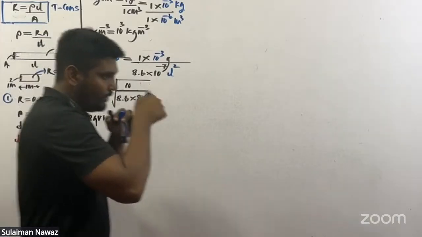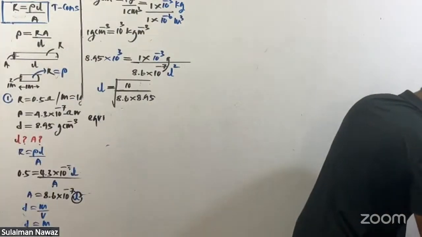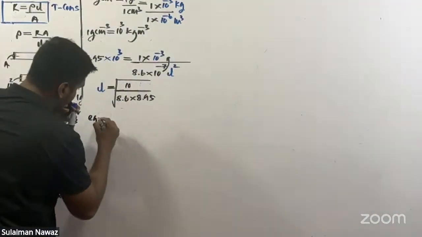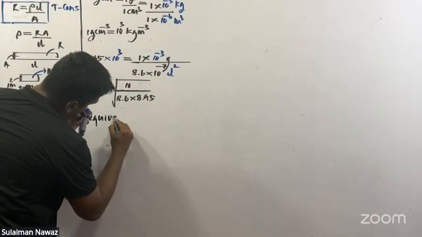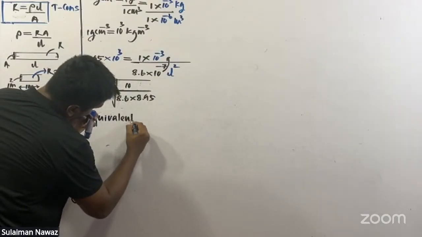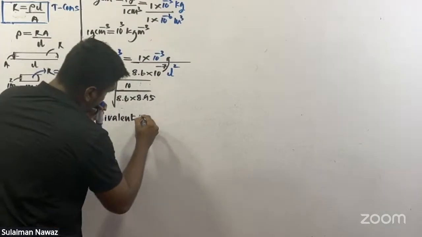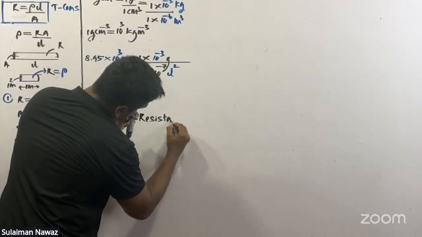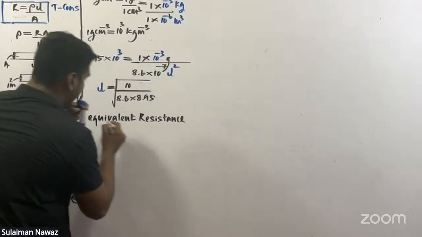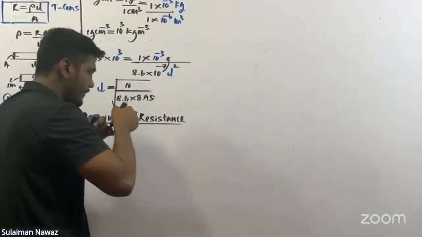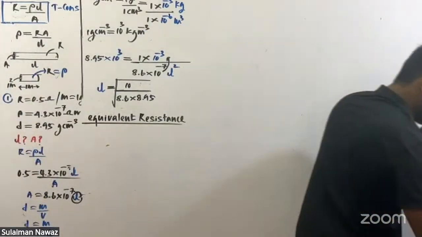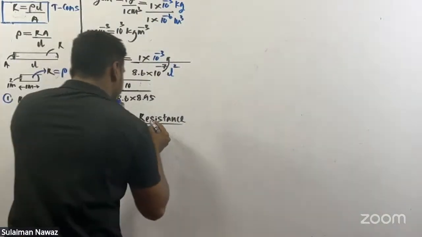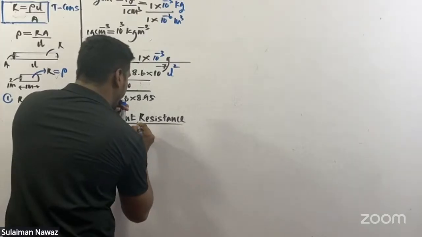What is equivalent resistance? Equivalent resistance. This idea: there is a circuit. That circuit contains a set of resistors.